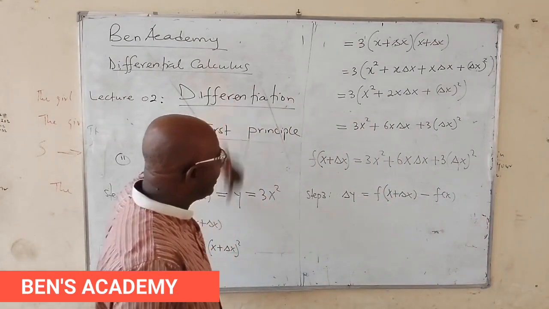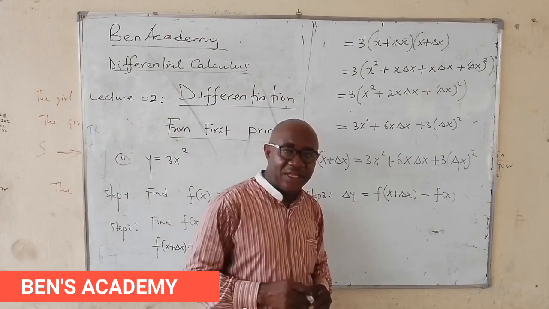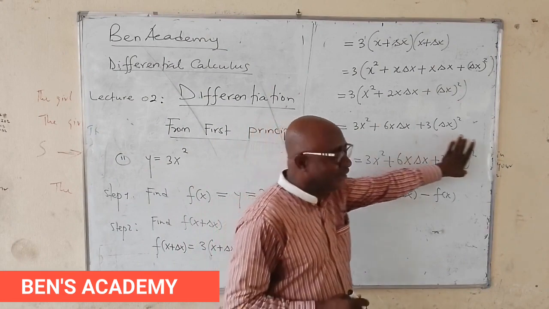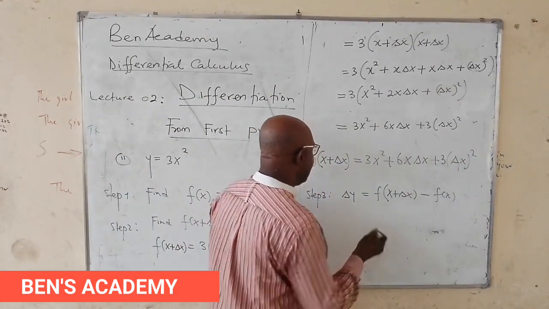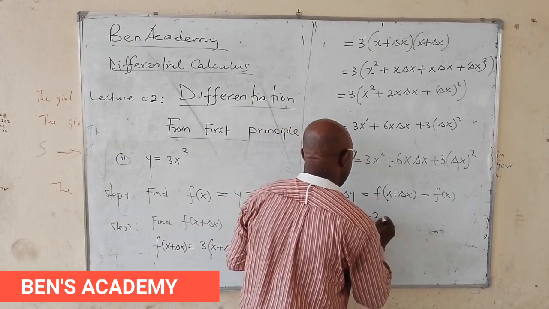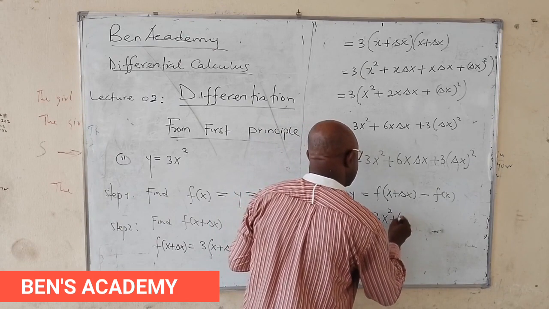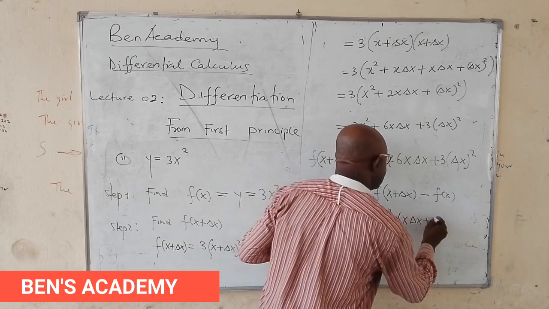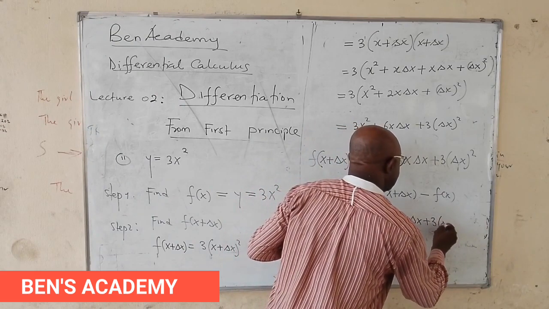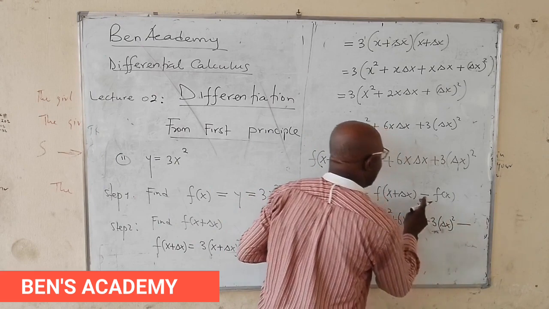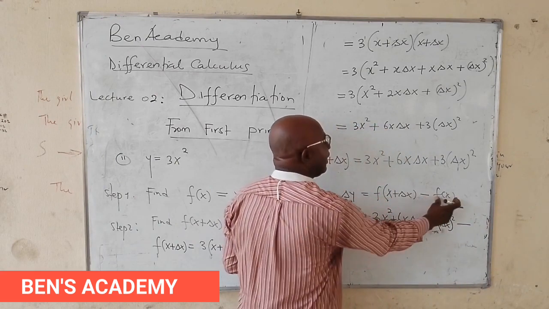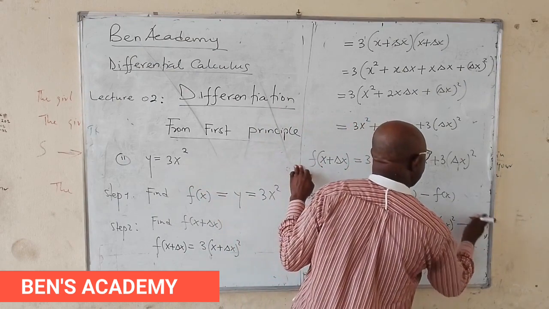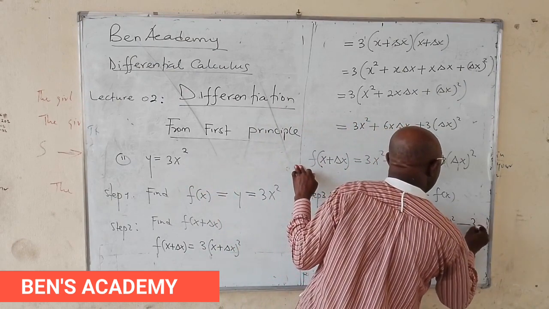That means you subtract the last two results of x. f of x plus change in x, we have already gotten that. Look at it here. So I'll replace it here. This is equal to 3x squared plus 6x change in x plus 3 bracket change in x all squared, minus, I have the minus sign here, then f of x is the function given to you, which is 3x squared.